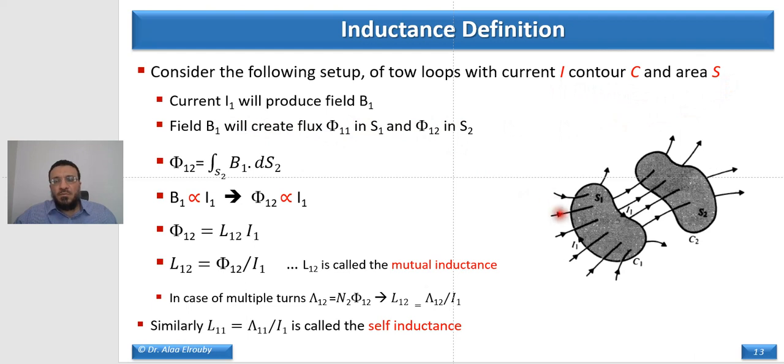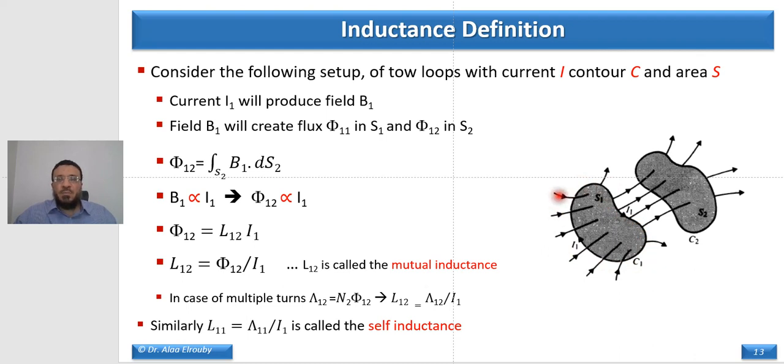The current flowing in loop number 1 will produce field B1 everywhere. This field B1 will be linked to the contour of itself and making a flux. And this flux here is denoted by phi 11, which is the linkage of the field generated by circuit 1 over the surface of its own circuit, surface 1.